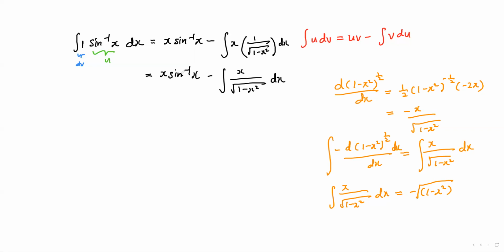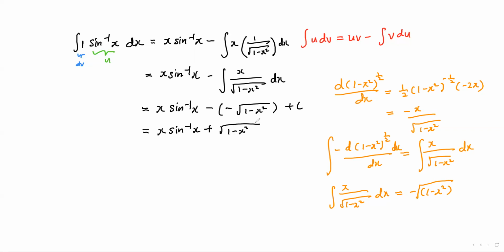Okay, so let's go back here. So this is equal to x times sine inverse x, and this will be negative square root of 1 minus x squared, plus c. Okay, so simplifying that further, you should get x times sine inverse x plus square root of 1 minus x squared plus c. And that is our integral of sine inverse x.